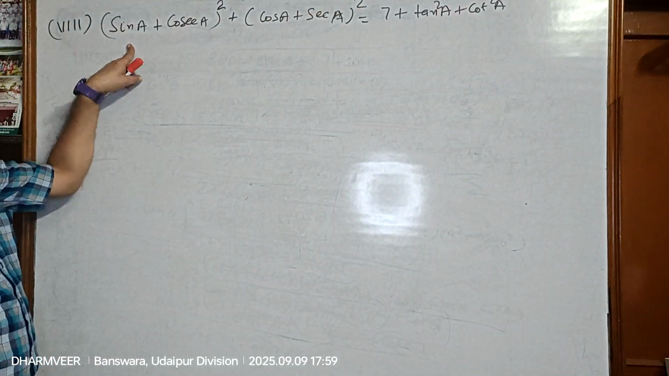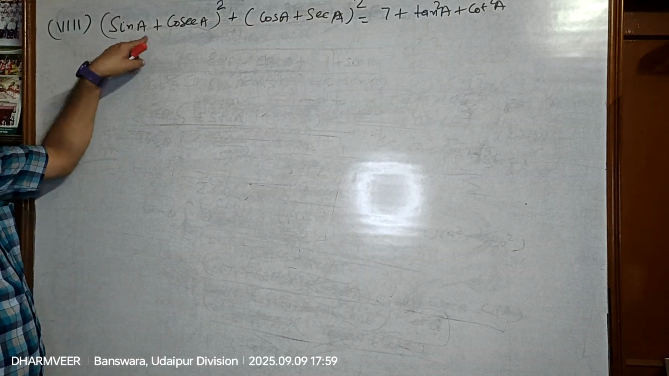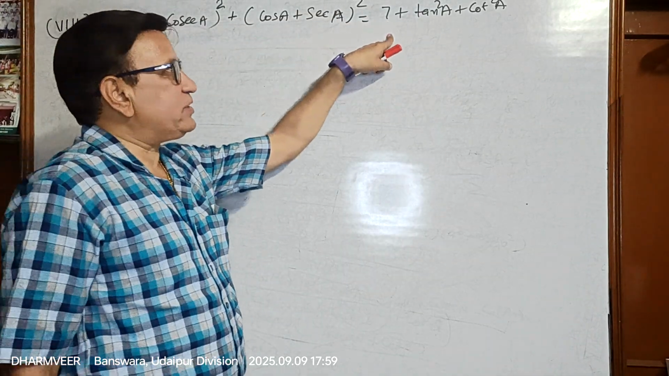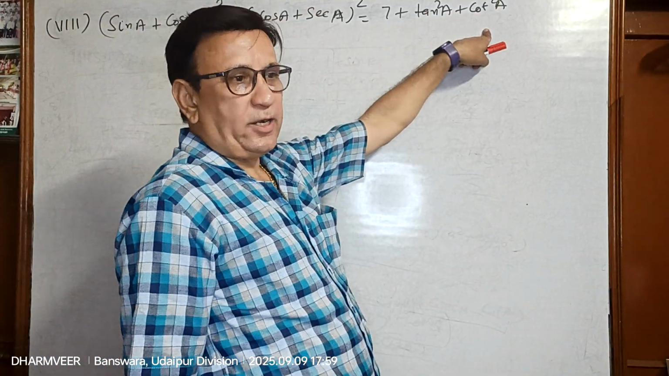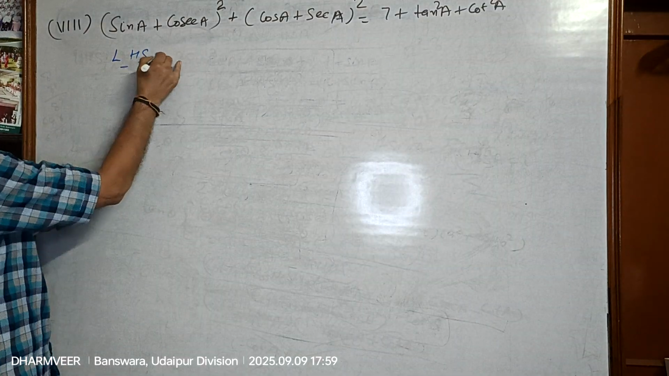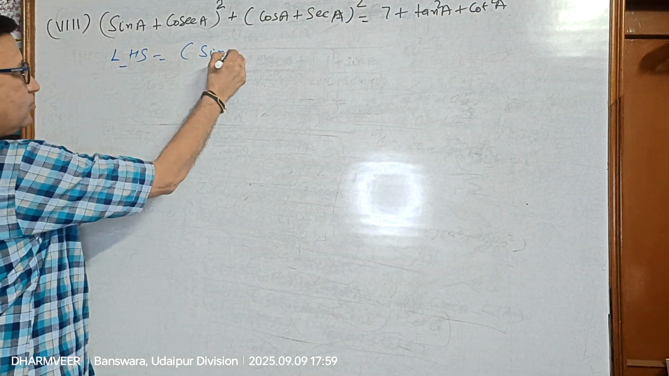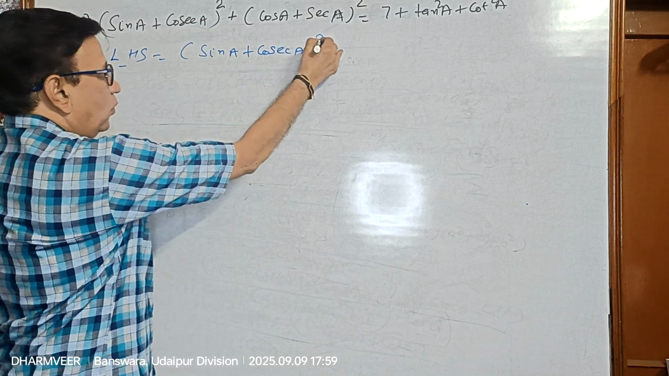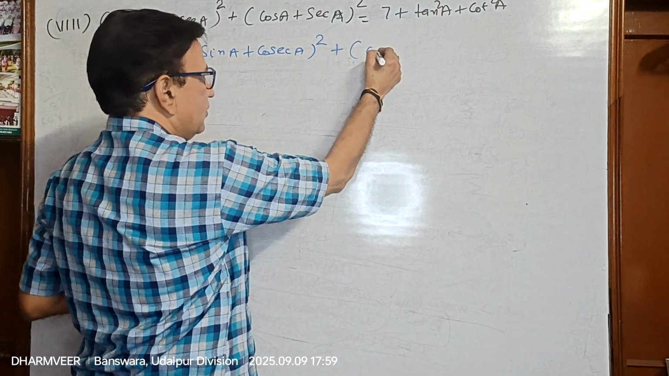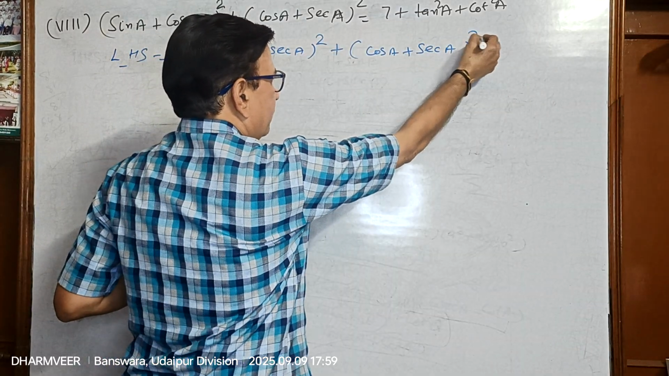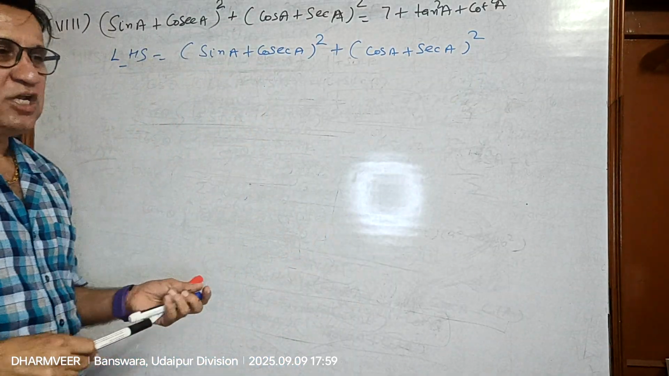It's okay beta. So our next question is (sin a plus cosec a) whole square plus (cos a plus sec a) whole square equal to 7 plus tan square a plus cot square a. Now it's a quite simple question. Write the left hand side: (sin a plus cosec a) whole square plus (cos a plus sec a) whole square. Clear? Just open the bracket.